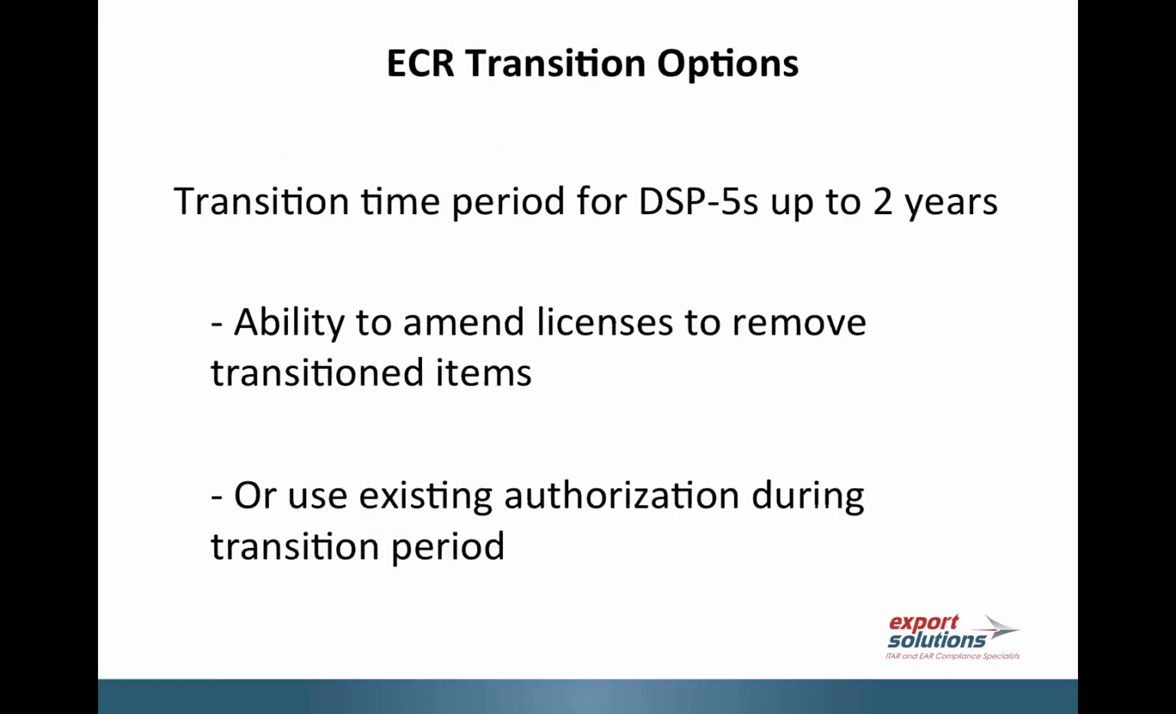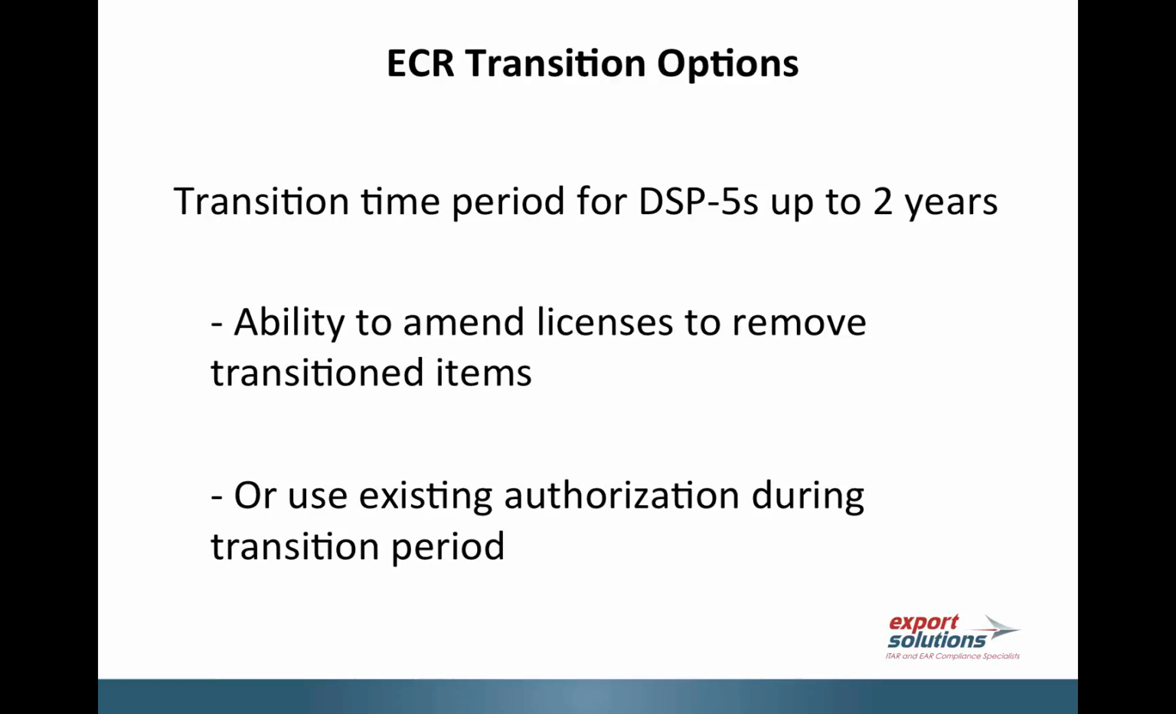Okay, so during this ECR transition period, when all these different categories are being transitioned, what happens if you have existing DSP-5s and things like that? Well, the good news is that your DSP-5 licenses, your permanent export license, if you have them valid with what was at the time a valid ITAR category, you can continue to use them for up to 2 years after your category changes. So there's a kind of a grandfather clause for 2 years.